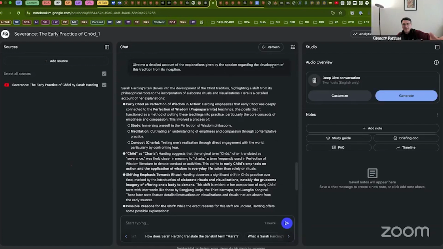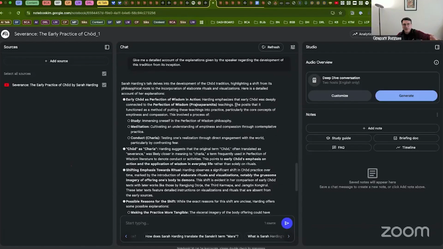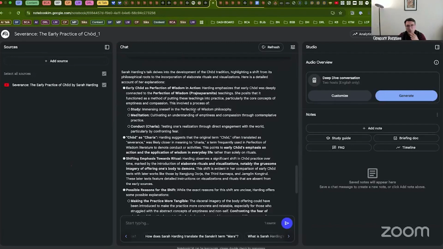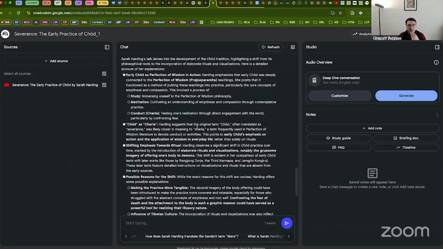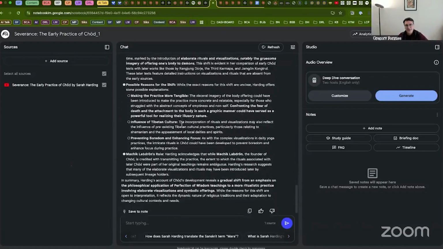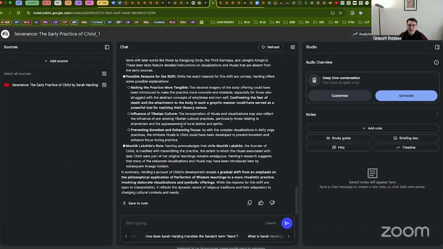So here I'm asking for the historical development of this tradition. And it goes, really okay, perfection of wisdom in action, which was a big point that Sarah made that day in that talk. And then it talks about the conduct thing, shifting emphasis and everything. So really, very impressive. I think we can stop there now for the project documentation stuff. All right, great.